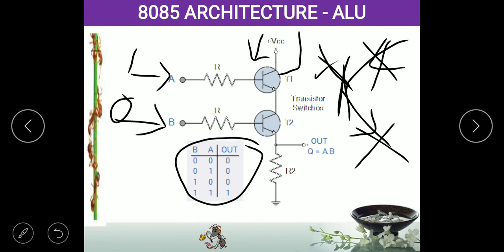Suppose you are giving 0, 1. If you swap it, the same thing is going to happen. Suppose you are giving A is equal to 1, B is equal to 1. At that time, let us first take transistor A. There the base is energized because A is 1. The collector pin VCC is energized because the power is given from the SMPS. So that transistor emits output as 1.